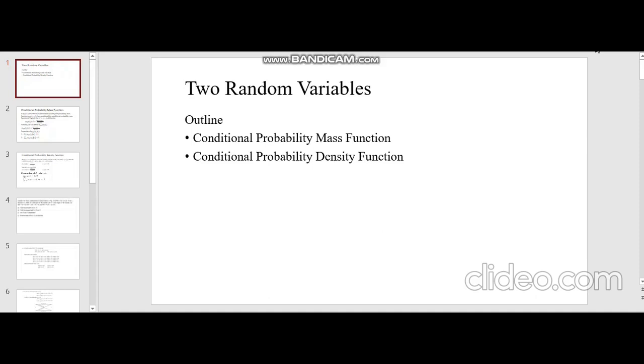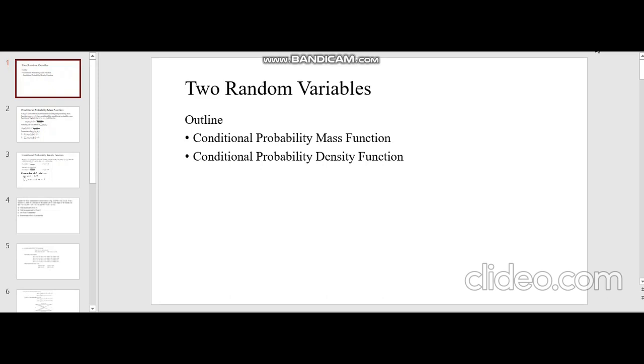Hi, this lecture is the continuation of our previous two lectures related to the two random variable or bivariate random variables. This lecture I have prepared on students' demand. In this lecture, we will discuss a few problems related to the conditional probability mass function and conditional probability density function.